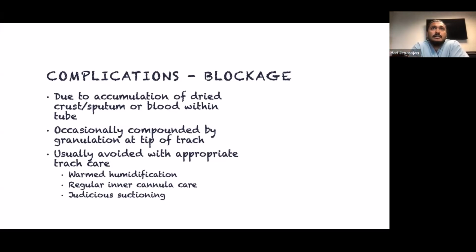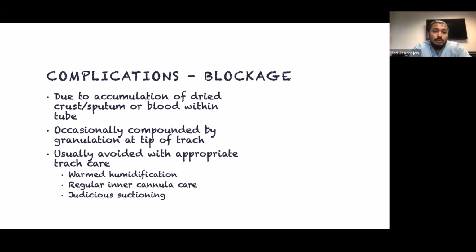And so to manage that, that is why we use double lumen trachs with an inner cannula. By having an inner cannula, you can remove the inner cannula, clean it separately, and put it back in. And that way you can keep the airway open without having to remove the entire tracheostomy tube.